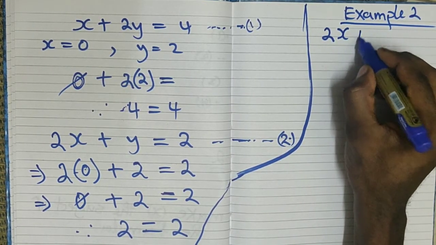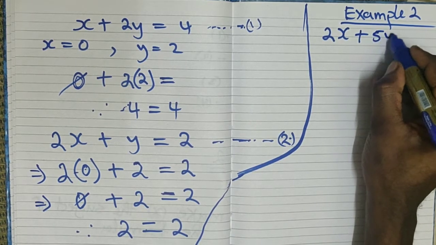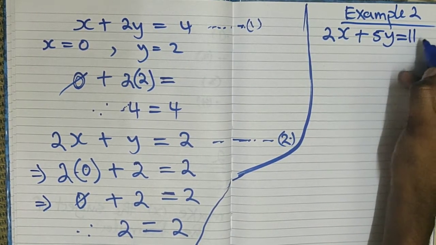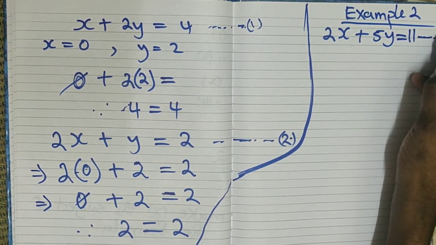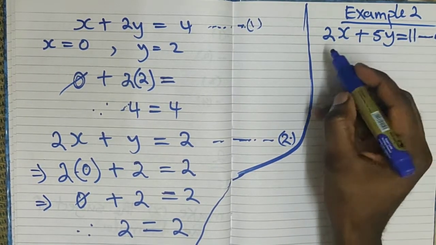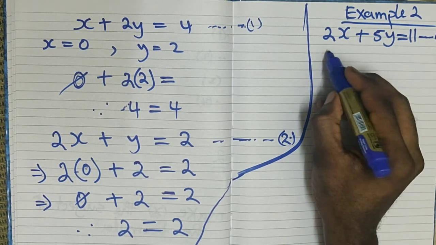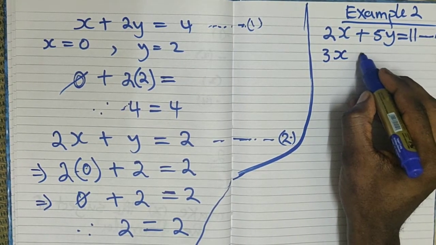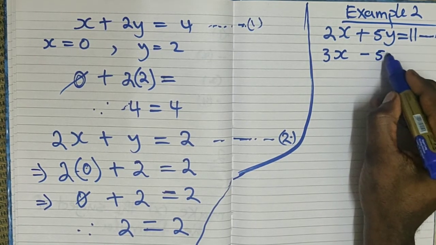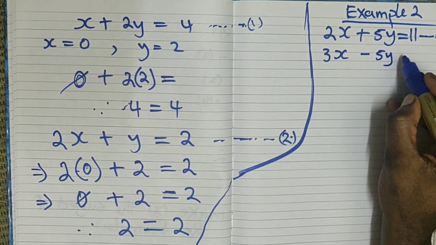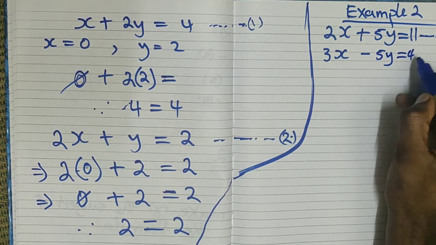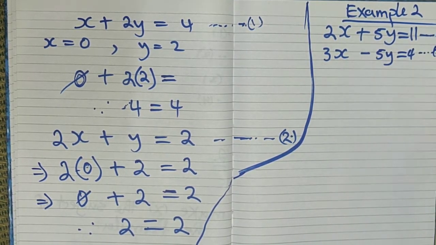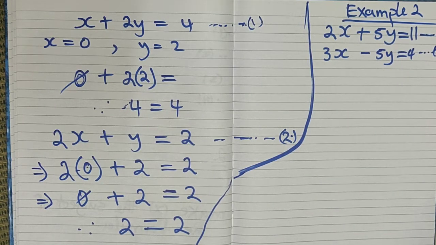2x + 5y = 11. Equation 1. 3x - 5y = 4. Equation 2. Now let's solve this using the elimination method.